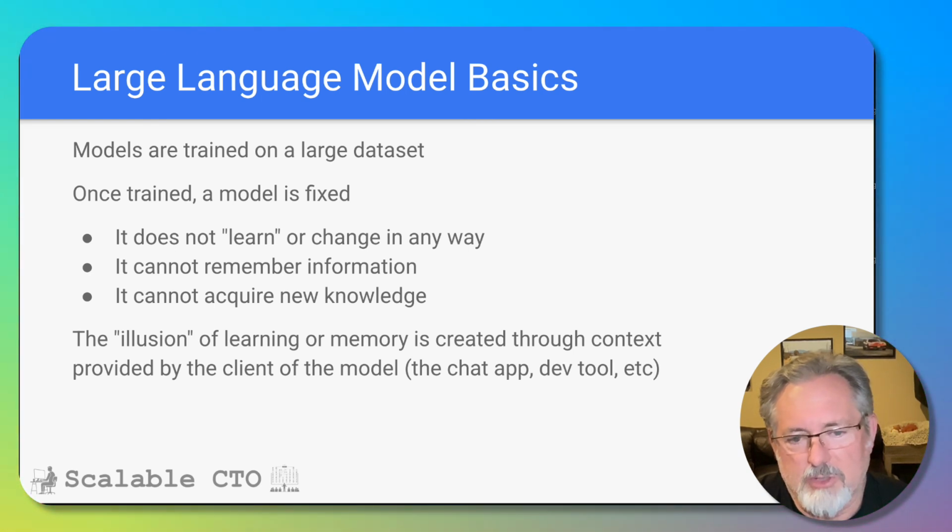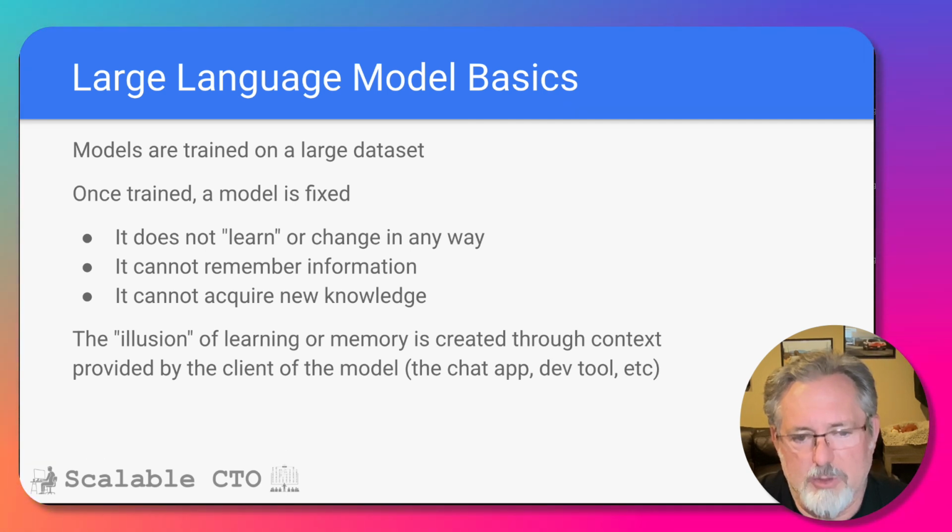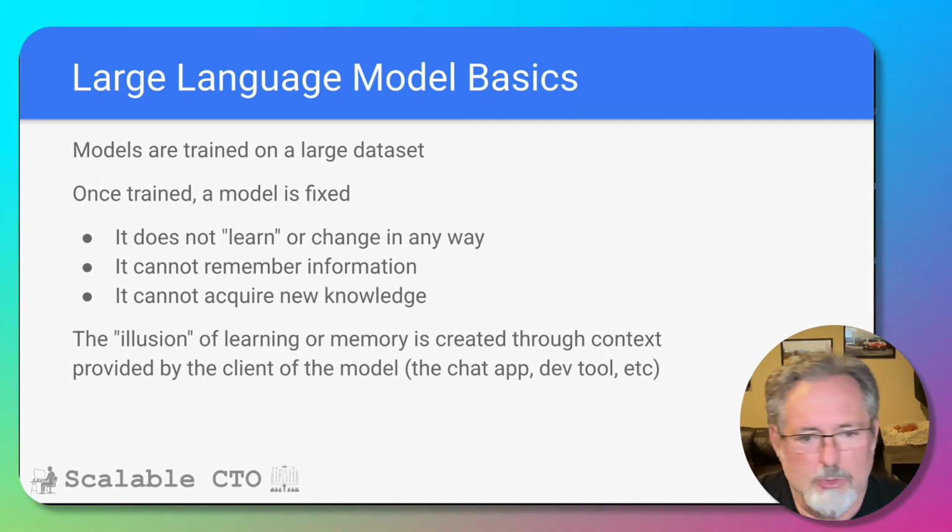And the illusion of learning or memory, and to some extent reasoning, is created through context provided by the client to the model. So by the chat app or by the dev tool or whatever.